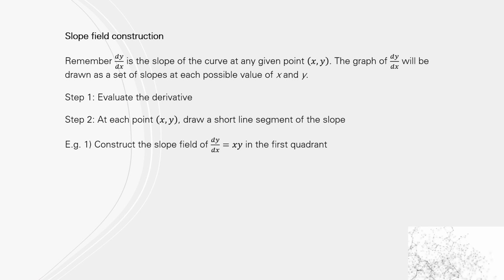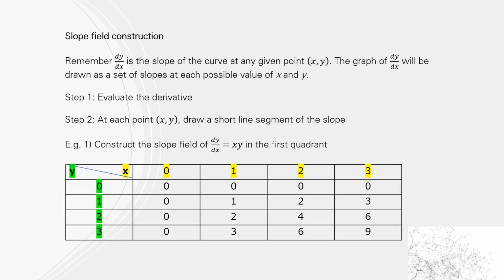We're going to construct the slope field for our first two examples. The first one is dy/dx = xy, and we're only going to focus on the first quadrant to get a sense. Here's the table of values. The x's are on the top, the y's are on the vertical, and when you multiply the x by the y, that's all your values. They're all positive, and the slopes get steeper.